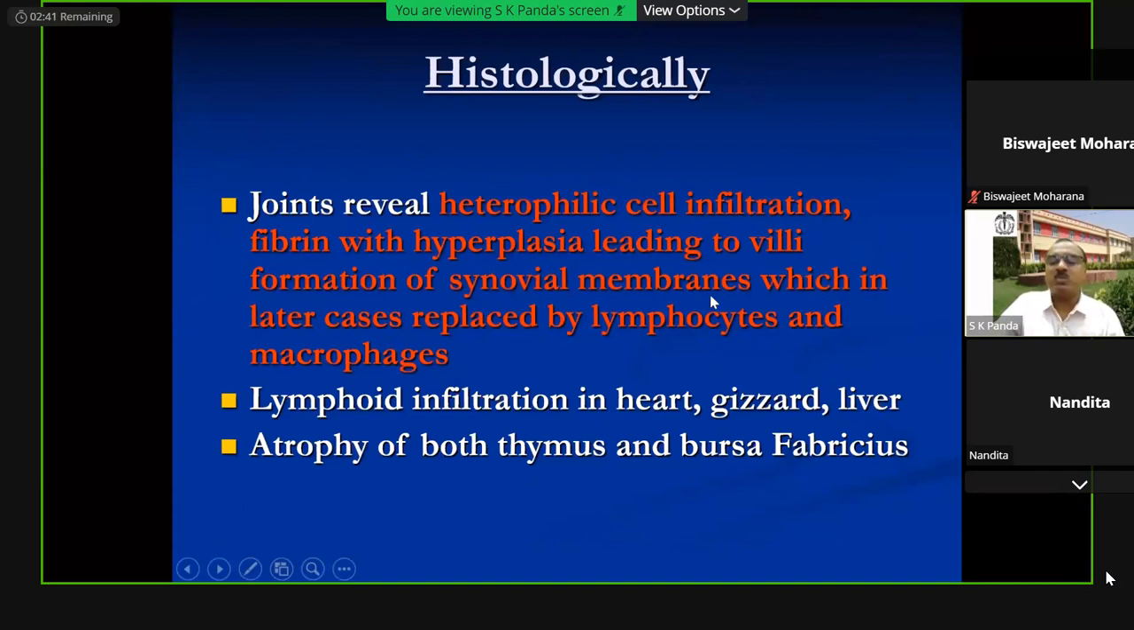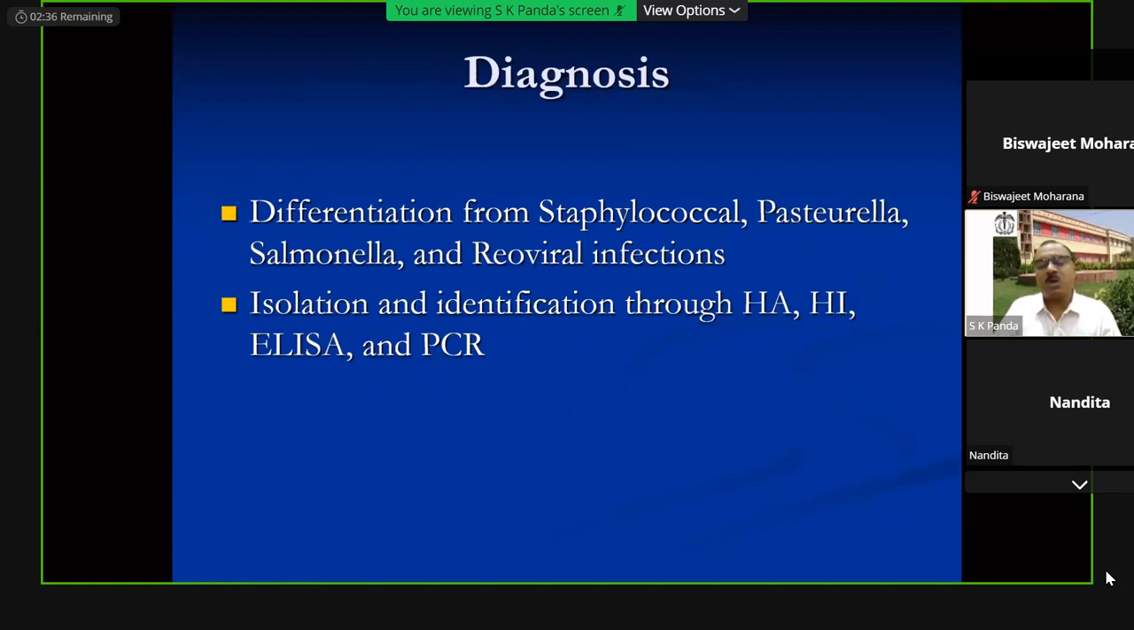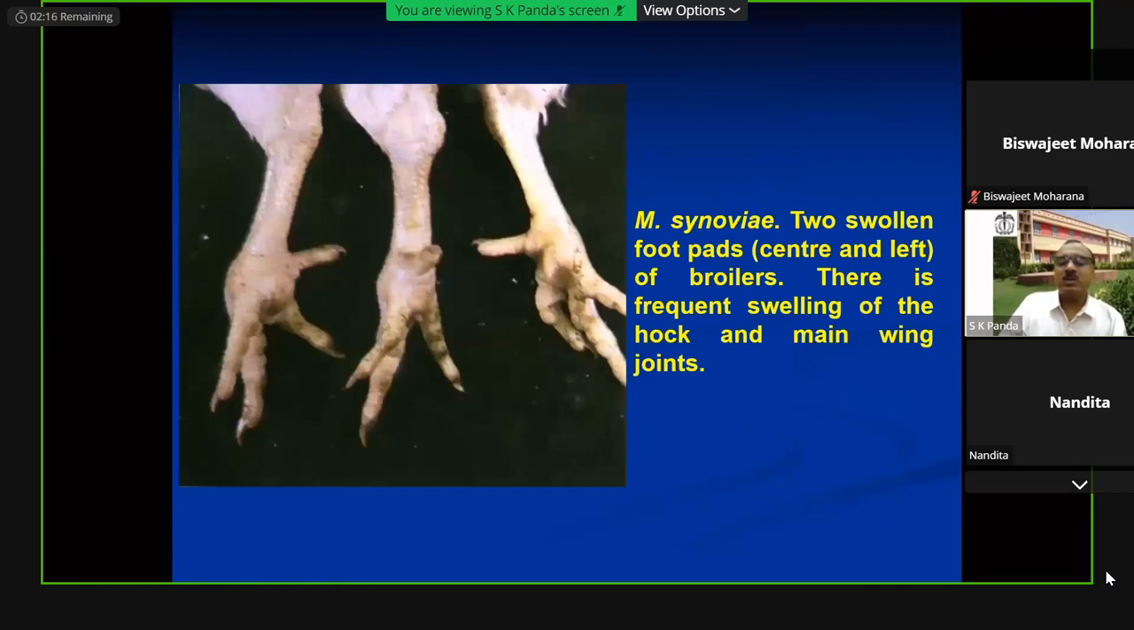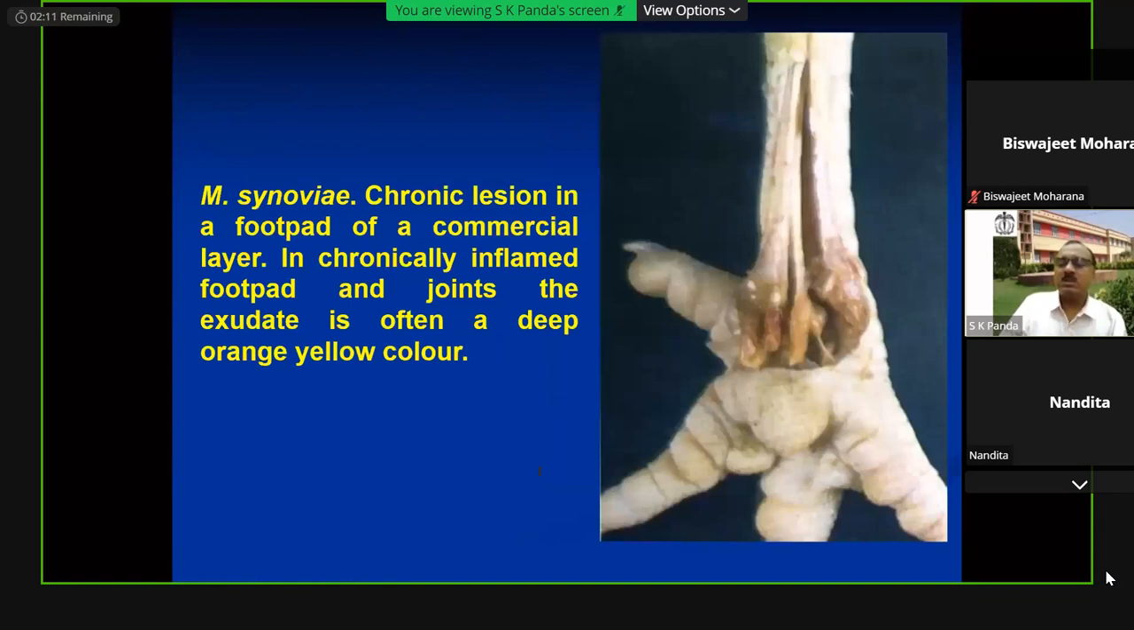So you have to differentiate it from other diseases where you will find synovitis like Staphylococcus, Pasteurella, Salmonella, and reoviral infections. So I told this type of joint infection in all these diseases, here also you find that. So differential diagnosis is very important. You have to look for that. Swelling of the joints, you have to see the fluid.